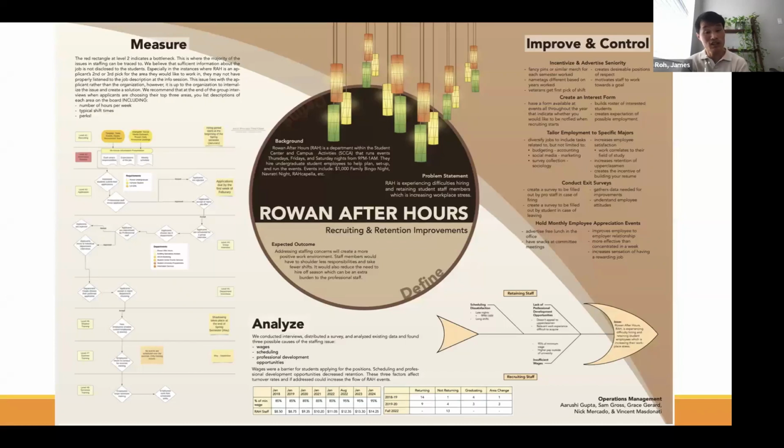So the steps are not remaining or being retained there. So how can they improve this? That was covered in that project.